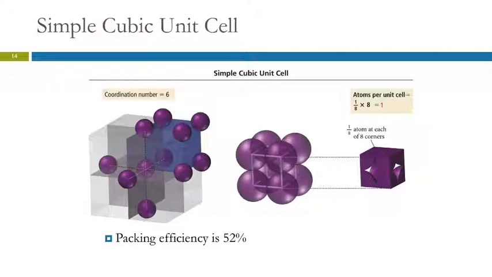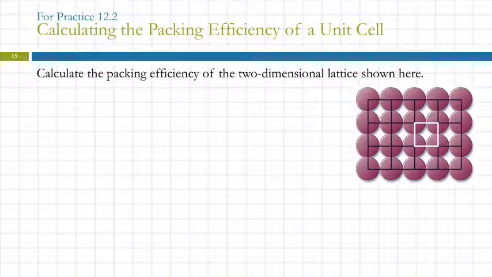We can calculate a packing efficiency, and it's going to be 52%. This is almost half of this is empty space. It's not very efficient. So how do you calculate packing efficiency?